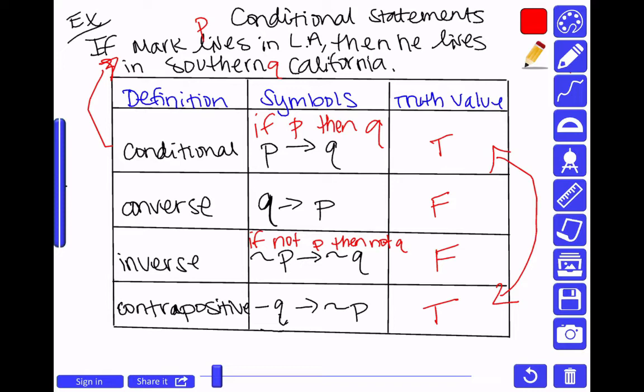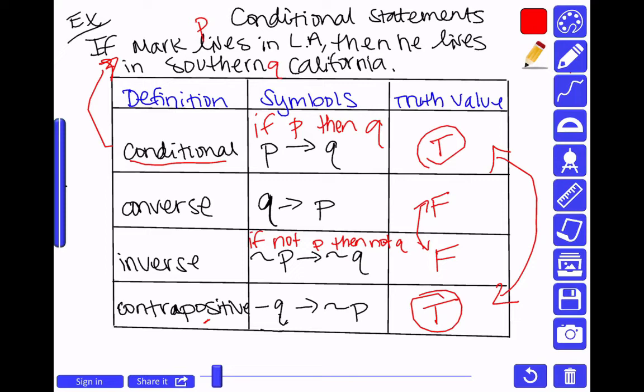The conditional and the contrapositive will always be logically equivalent, which means their truth value will be the same. So if one of them is true, the other one is true. If one of them is false, the other is false. Sometimes it's easier to figure out if the conditional is true or not by actually using the contrapositive. So again, because they have the same truth value, you could just look at one of them and determine the truth value. In the same way, the converse and the inverse are also logically equivalent.